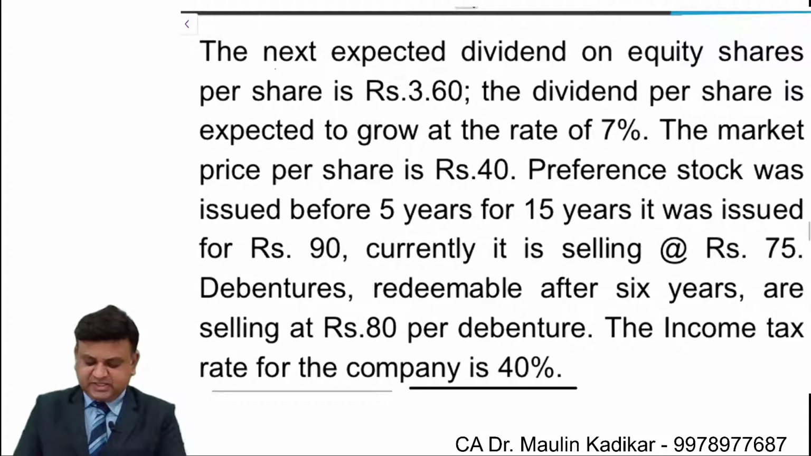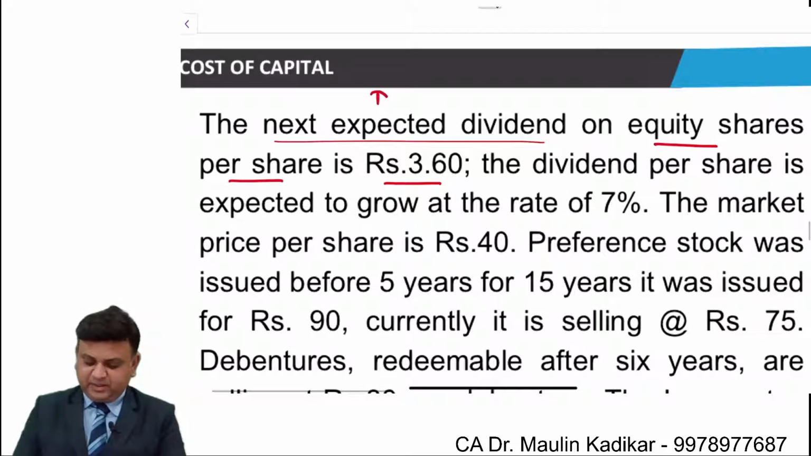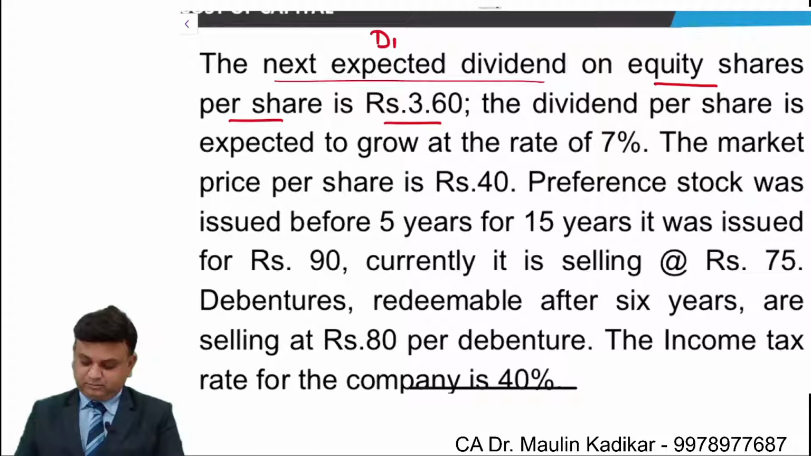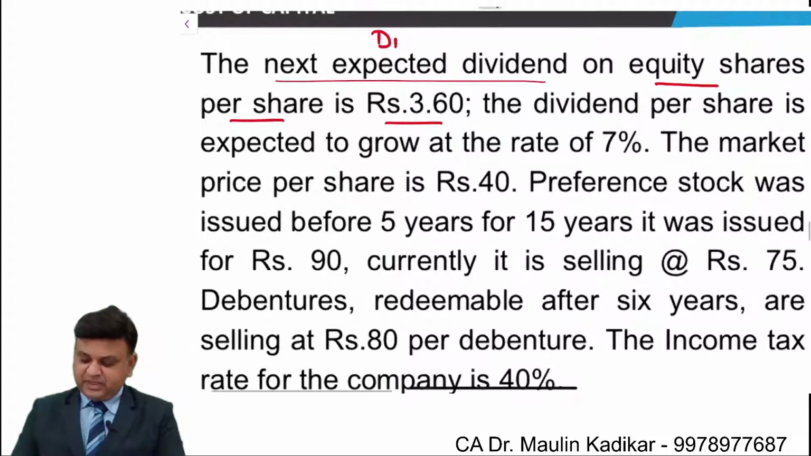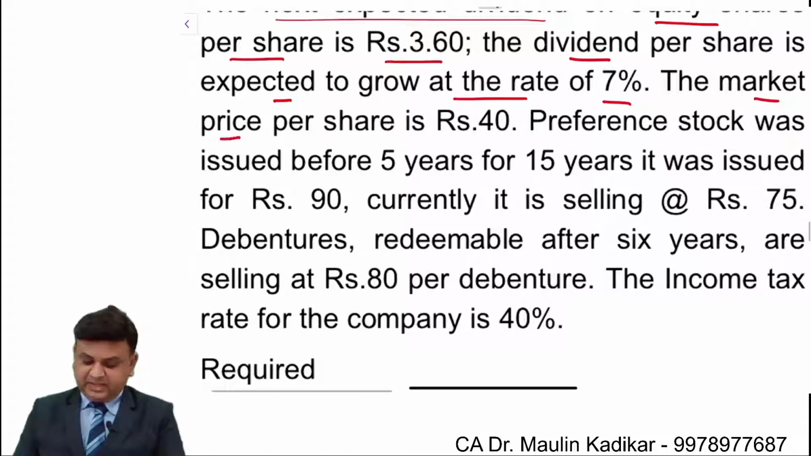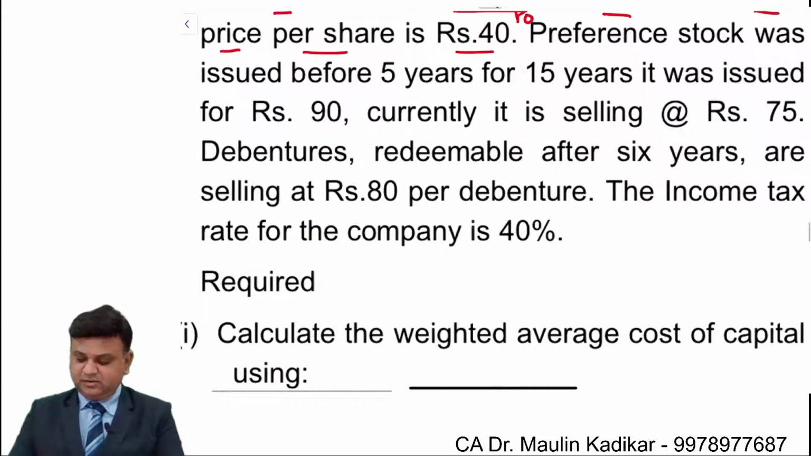The question says that the next expected dividend on equity share per share is 3 rupees 60 paise. So we have been provided with the D1 information, 3 rupees 60 paise. The dividend per share is expected to grow at the rate of 7%. So the growth rate in dividend is given 7%. The market price per share is rupees 40. So P0 is given 40 rupees.